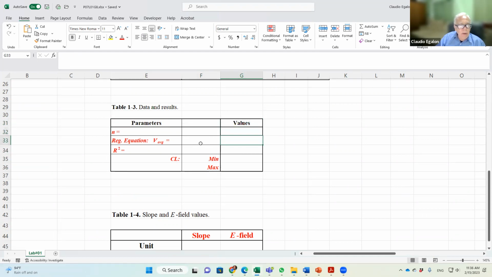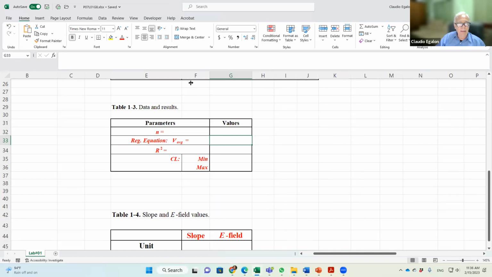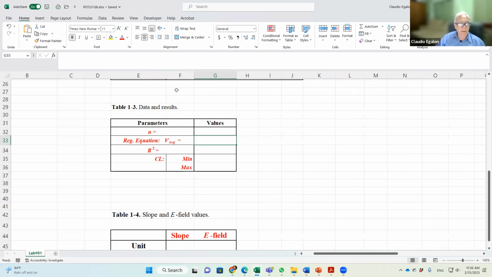The regression equation. There's something wrong here with this guy. Interesting. Okay, it has to be merged for some reason. It merged by itself. And then you put the values: 6, the regression equation, and the confidence level that you know. The confidence level you get from that confidence level table.